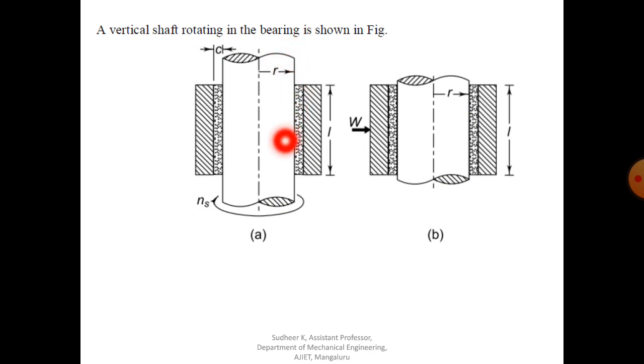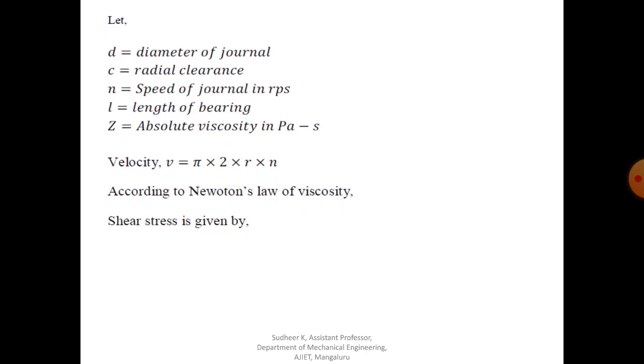The velocity at the surface of the journal is given by 2 pi r n, or pi d n. Since we are considering n in rps, there should not be any 60 or 60,000. The velocity should be in meter per second, so that's why it is 2 pi r into n.